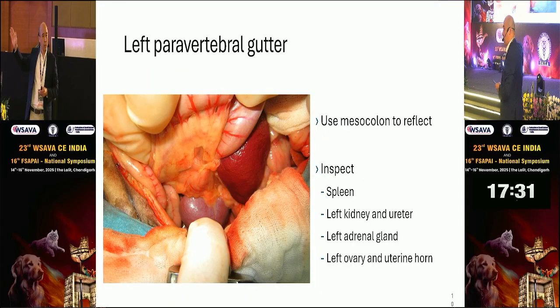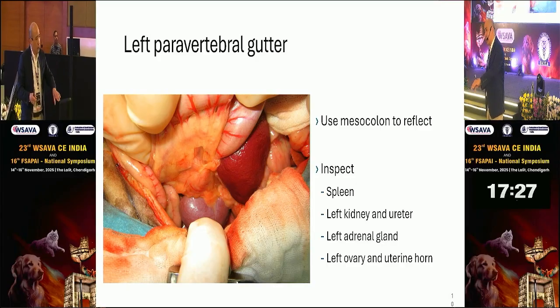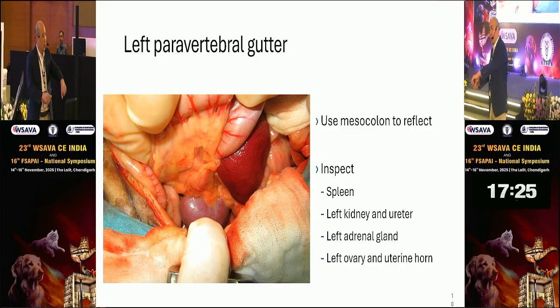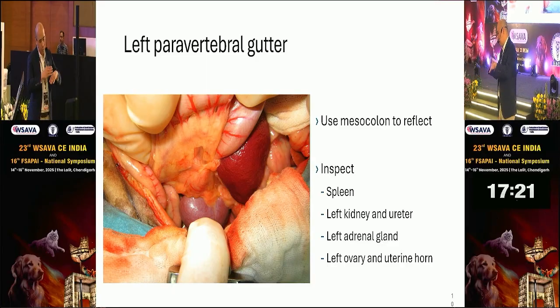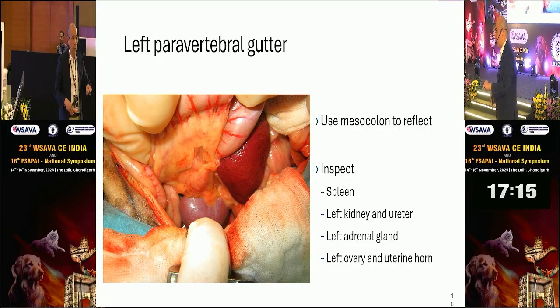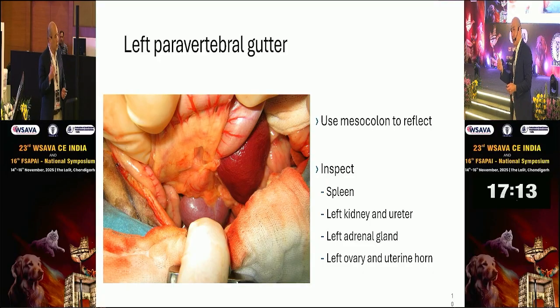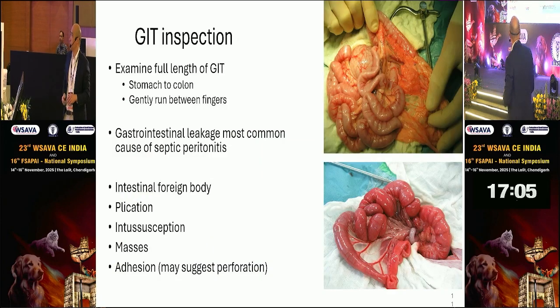We're then going to move around and look at the left paravertebral gutter. Now what I grab here is the mesocolon, and I pull that to the right side. So again, I create this basket, which is held back by that mesocolon, and I pull it to the right, and that will allow me to see the left paravertebral gutter. Again, in here, left kidney, ureter, and also the ovary and the uterine horn. So again, if there's bleeding, this is where I'm looking.